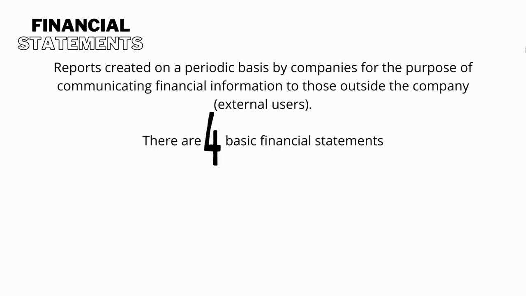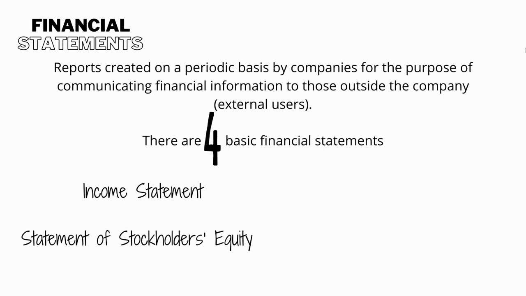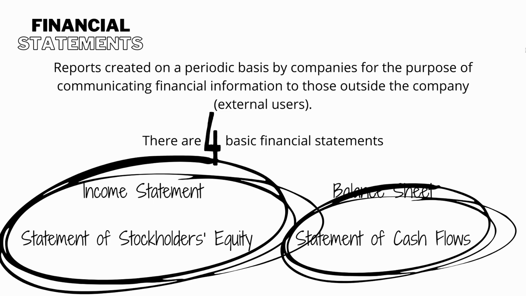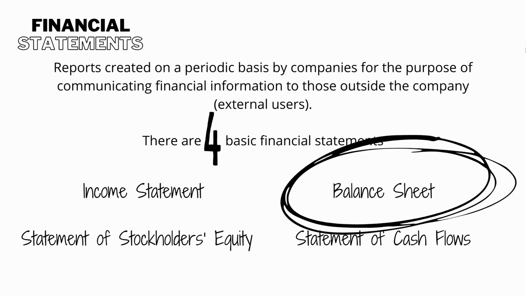There are four basic financial statements: the income statement, the statement of stockholders' equity, the balance sheet, and the statement of cash flows. The income statement, the statement of stockholders' equity, and the statement of cash flows all show financial information over a period of time. This could be a month, a quarter, or a year. The balance sheet shows financial information at a specific time.